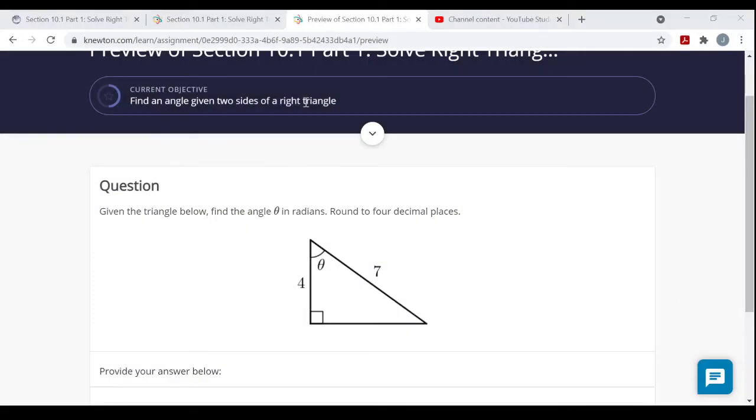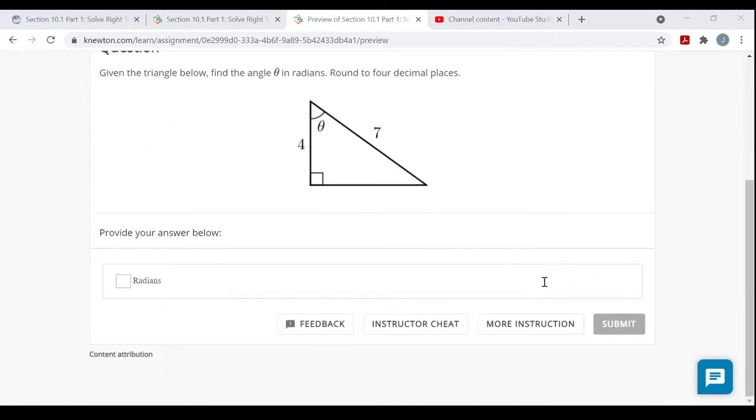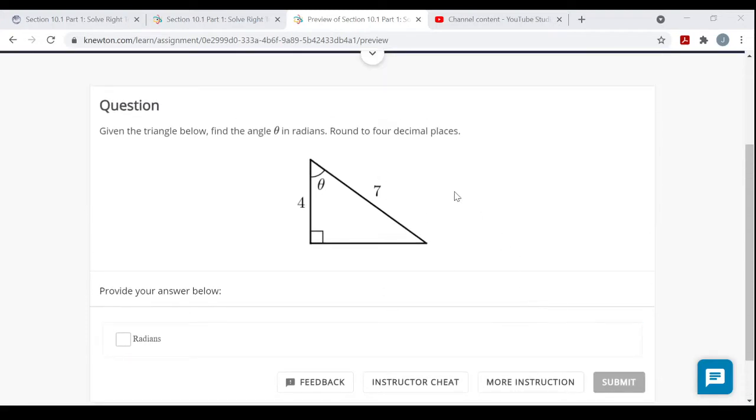If you'd like to see more about the topic also, click on more instruction. Look at their videos, their notes, their examples. Hopefully all those help you out.